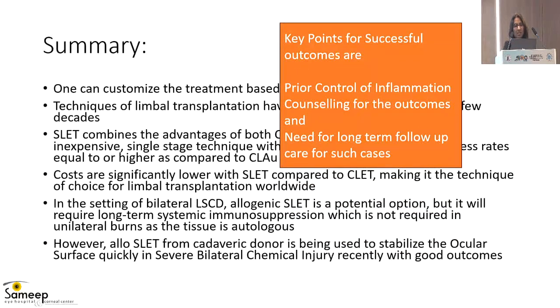So to summarize, the key points for successful outcomes in these cases would be prior control of inflammation, counseling for the outcomes, and need for long-term follow-up of these cases for good success.